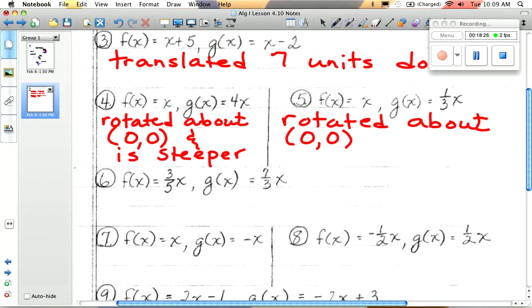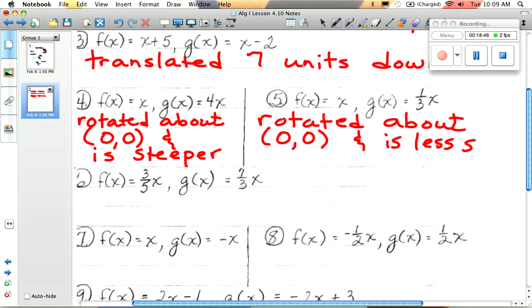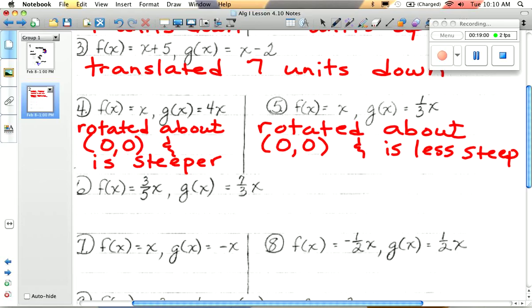And same steepness? Steeper? You got less. You got less steep. The absolute value of 1/3 is 1/3. Is 1/3 greater than 1? No, so it is less steep. And we don't say steepless. We say is less steep. Okay. There isn't such a word as steepless, unless we make it up.